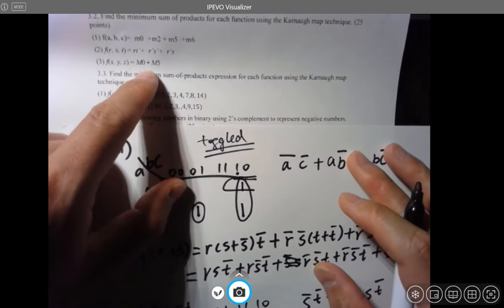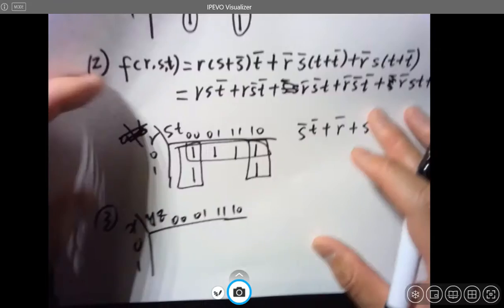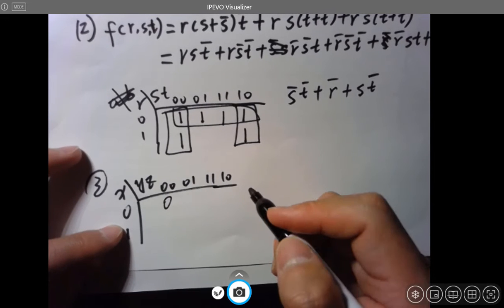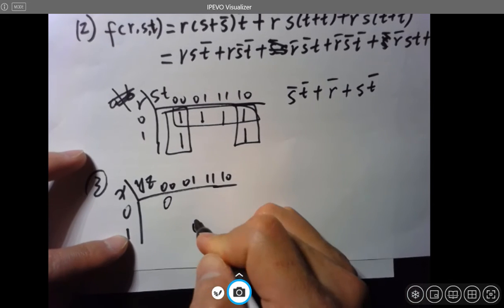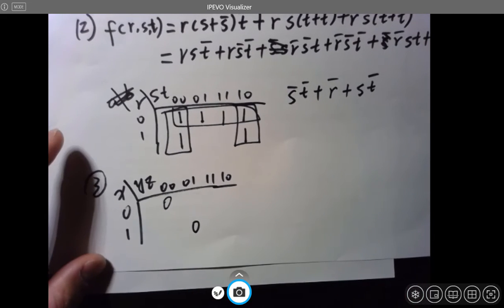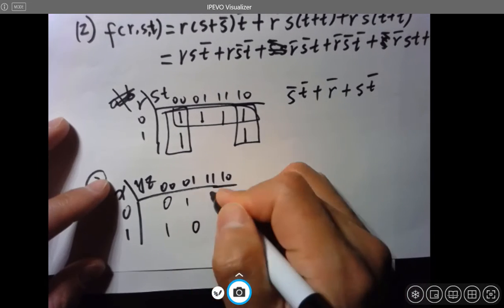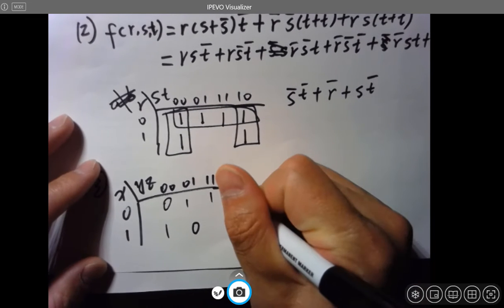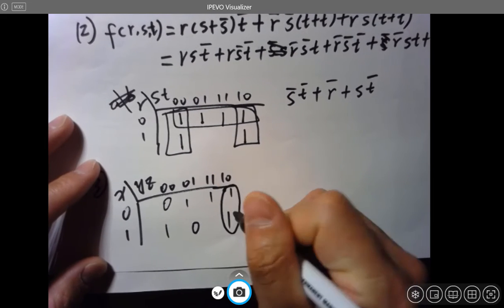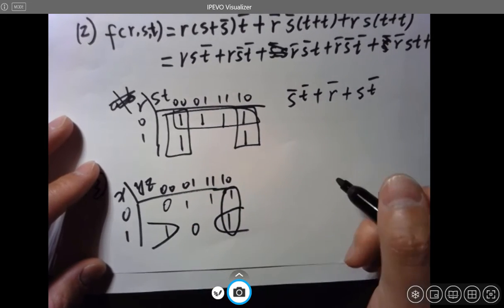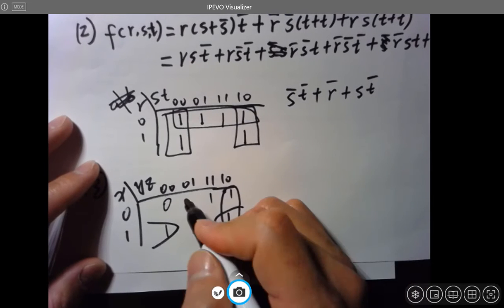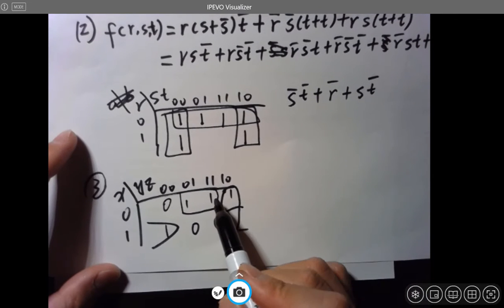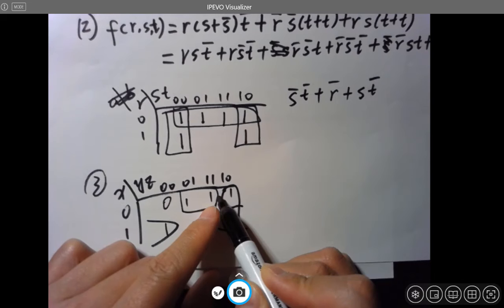No, two maximums are given, which are 0 and 5. And so you got a 0 here and you got a 0 here. 0, 5, right? So all the other ones will be 1. And you group these two, and these two. To get rid of the static one hazard, you want to group these two neighboring ones as well.